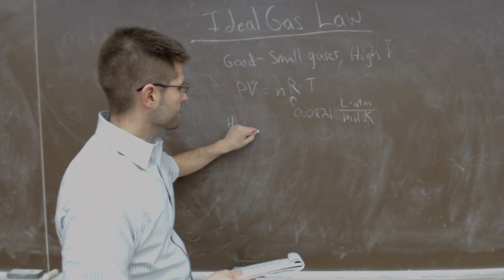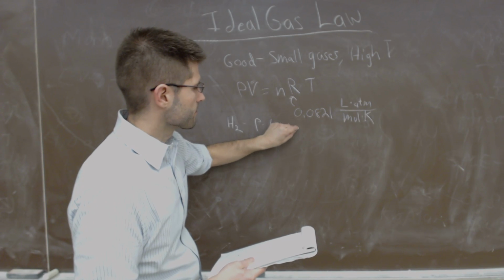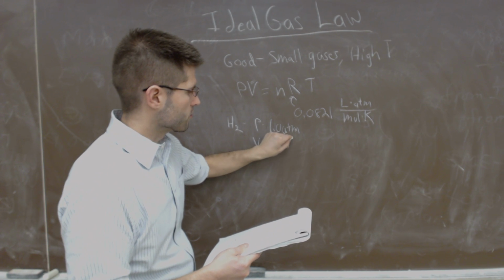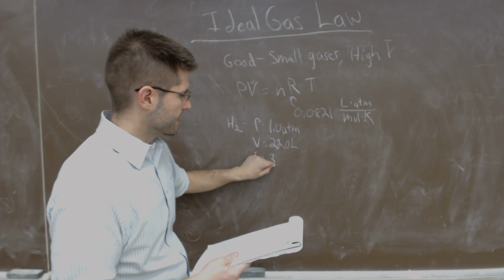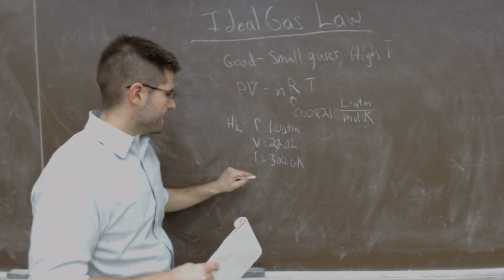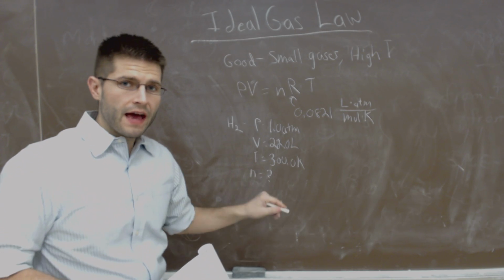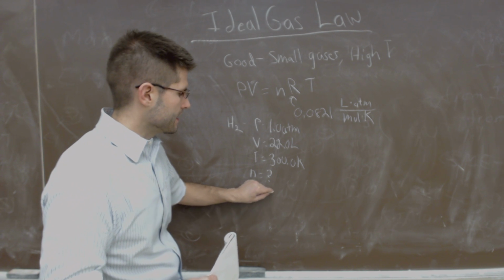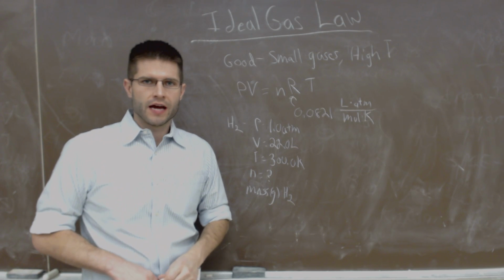And we know that the pressure of the system is at 1.0 atmospheres. We know that the volume of the system is at 22.0 liters. We know that the temperature is at 300 Kelvin. These are all things we can measure in a laboratory. We want to find out what the moles are, and from that, I want to know the mass in grams of H2 that are in this apparatus.